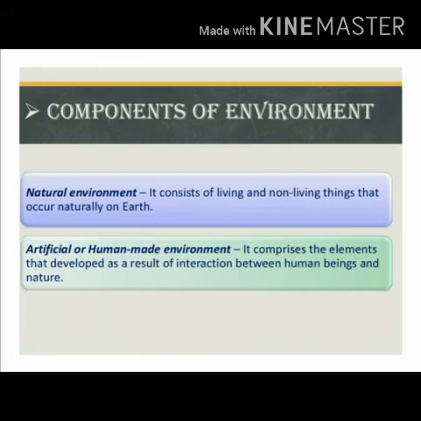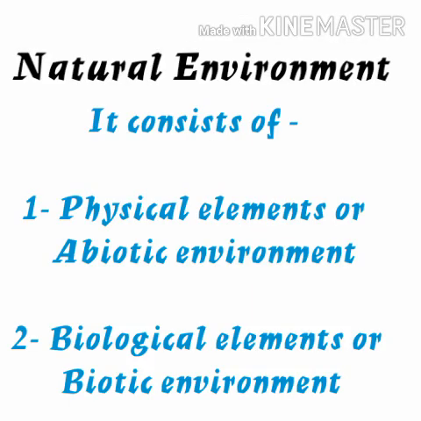Components of environment. The various components of the environment can be categorized into two parts, that is natural environment and artificial or human-made environment. The natural environment consists of living and non-living things that occur naturally on earth. The artificial or human-made environment comprises the elements that developed as a result of interaction between human beings and nature. If we talk about the natural environment, it consists of physical elements or abiotic environment and biological elements or the biotic environment.